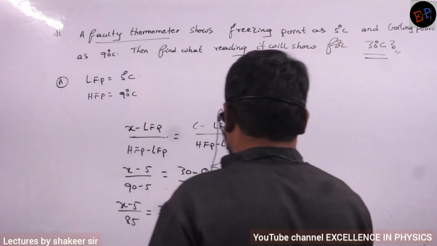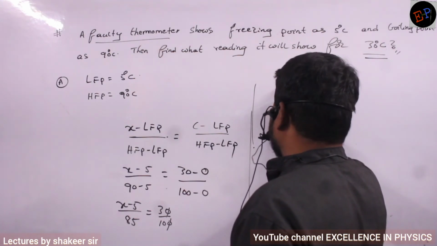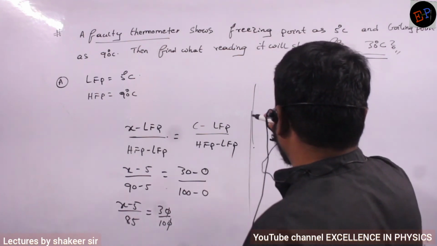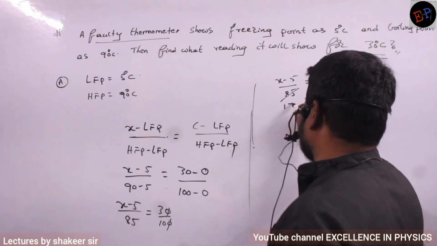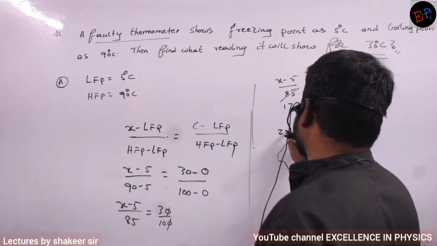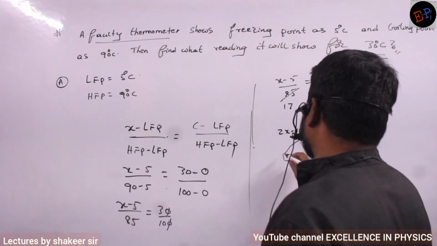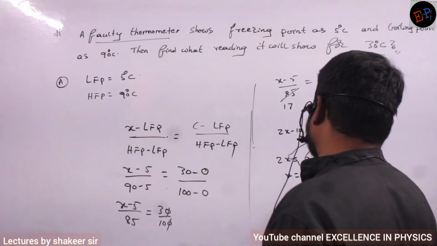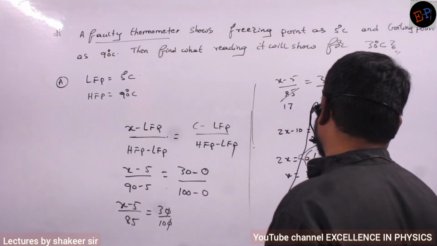So do the calculation. X minus 5 by 85 is equal to 3 by 10. You can divide by 5: 5 2s are 10, 17 3s are 51. So 2x minus 10 is equal to 51, so 2x is equal to 61. So x is equal to 61 divided by 2. How much? 30.5 degrees.